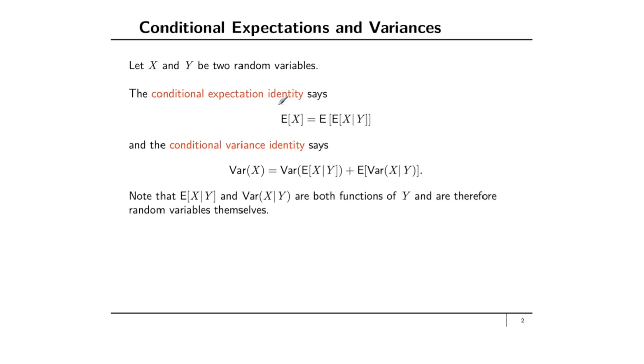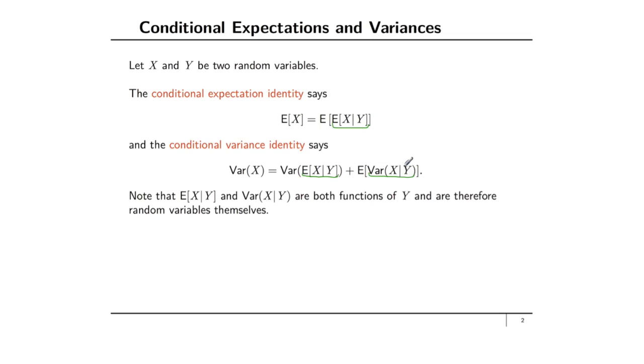Let x and y be two random variables. Then the conditional expectation identity states that the expected value of x can be calculated as follows. We first compute the expected value of x conditional on y, and then we compute the expected value of that quantity. Likewise, the conditional variance identity states that we can compute the variance of x as the summation of two quantities. First, we compute the expected value of x given y, and then compute the variance of this quantity. Then we also compute the variance of x given y, and compute the expected value of this quantity.